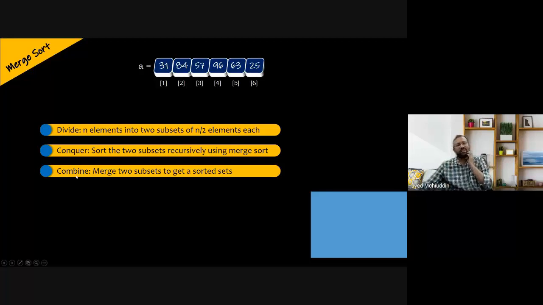Then we have the last phase, which is combine. When we have 2 sorted subsets, merge those 2. The term merge is coming from combine. Combine those 2 sorted subsets to get a sorted original set. So that's the basic idea about merge sort. The actual merge sort algorithm can be completed in 3 or 4 steps. But the actual working of merge sort is in the combine phase, when we merge 2 sorted subsets. So we will first look at how to merge 2 sorted subsets.